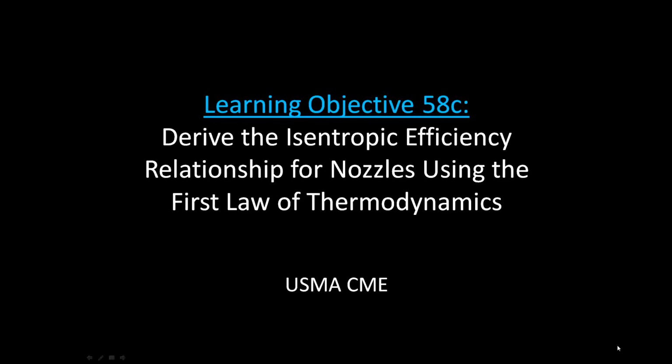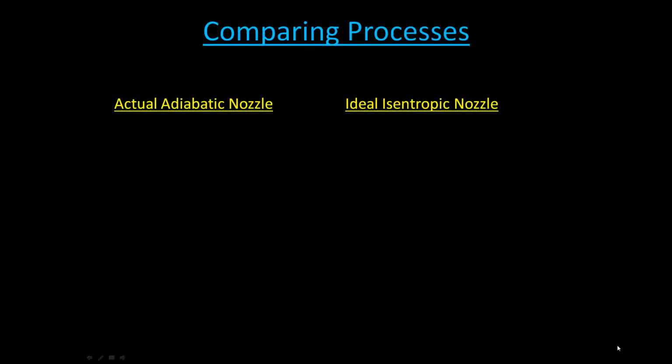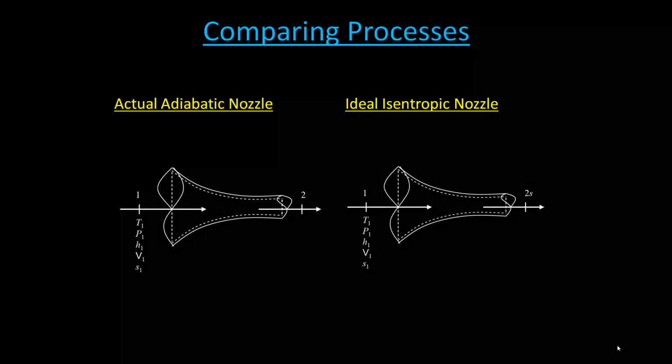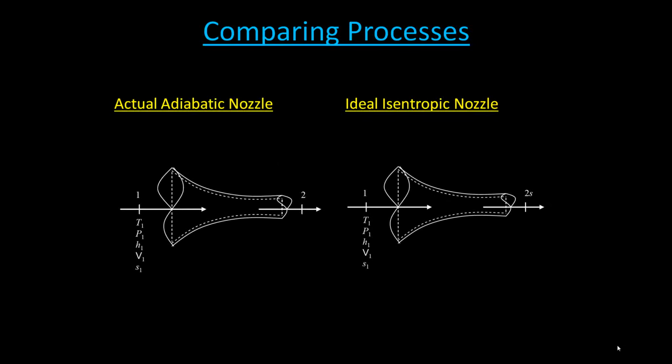In this video, we'll derive the isentropic efficiency relationship for nozzles using the first law of thermodynamics. So in this case, we're still doing isentropic efficiency, but we're looking at a nozzle. A nozzle's function is to accelerate the fluid, so it doesn't produce any work. We're going to look at adiabatic nozzles. So it's going to change the velocity of the fluid by changing the cross-sectional area.